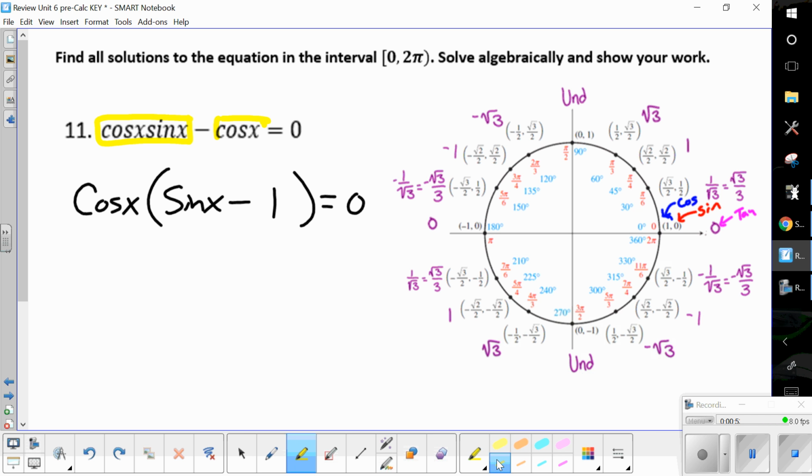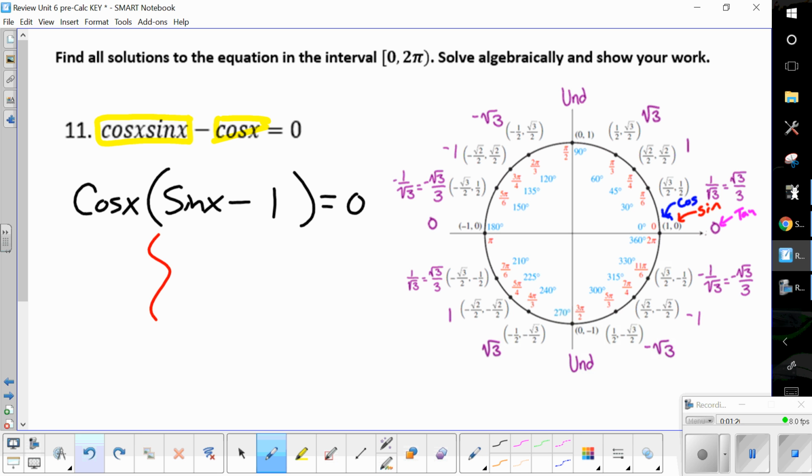Now, I do a quick little mental check. If I were to go backwards and distribute, would that produce cosine times sine? Yes, it would. Would that produce negative cosine? Yes, it would. Now, again, I'm asking, do I solve? Do I factor? You'll notice I don't even see it squared in here, so this wouldn't factor at this point. So the only thing I can do is solve. And I'm going to go ahead and split this up.